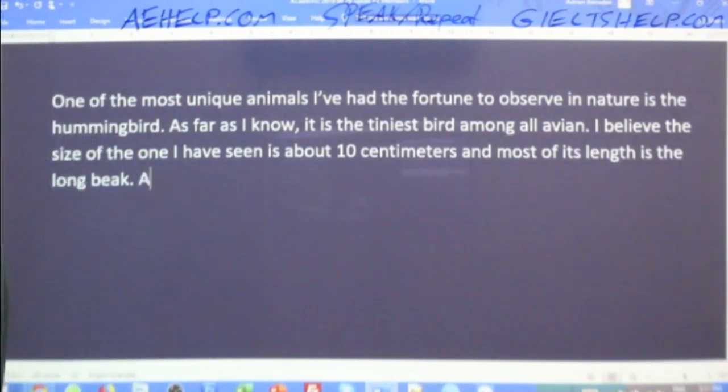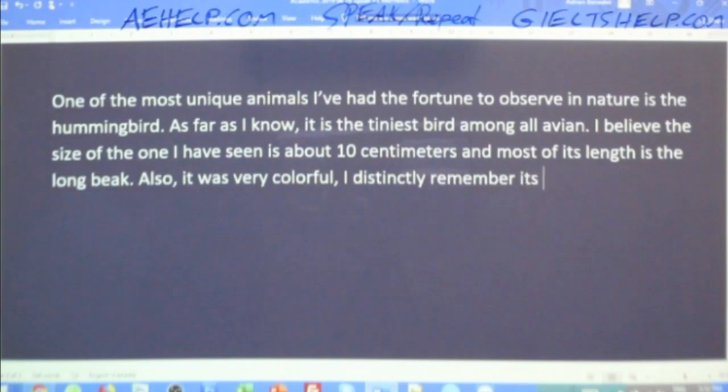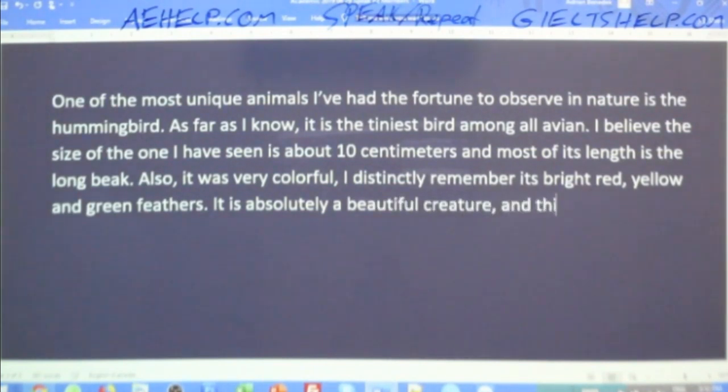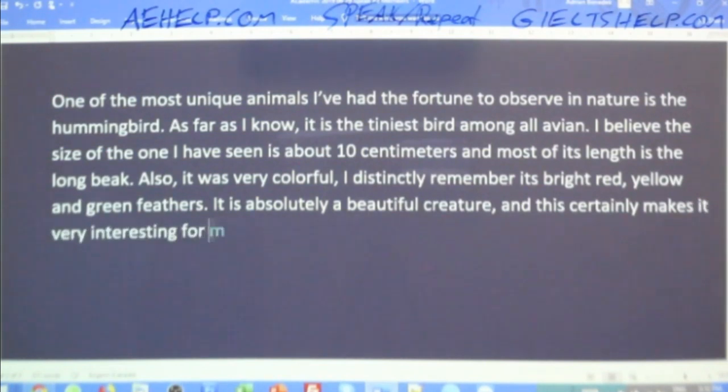Also, it was very colorful. I distinctly remember its bright red, yellow, and green feathers. Okay, sure. Now you can summarize that by saying it is absolutely a beautiful creature, and this certainly makes it very interesting for me to look at. Okay? All right. So some good description there.